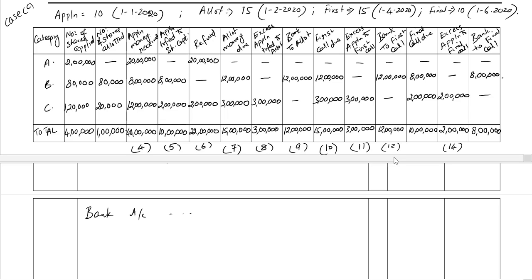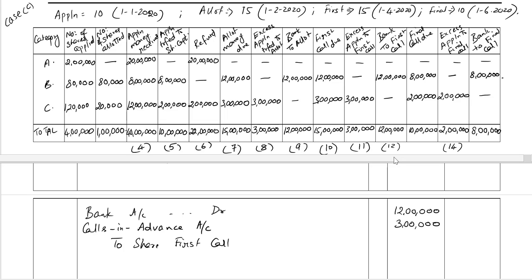Bank account debit. What we received is the amount of the 12th column, 12 lakh rupees, and the transfer of calls in advance pertaining to the first call, which is 3 lakh rupees, needs to be transferred to share first call account. Comes up to 15 lakh rupees.